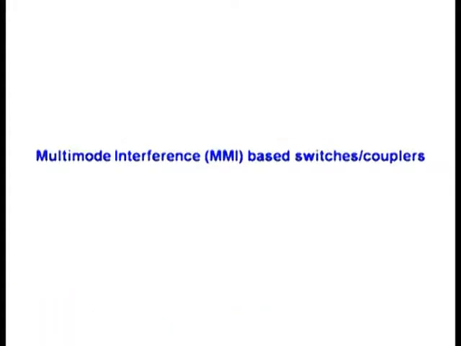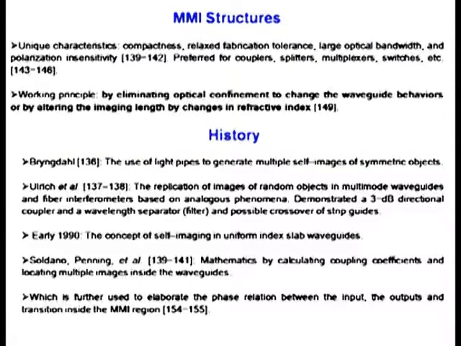Popularly used by researchers and scientists to come up with all optical switching or coupling designs. The other one is multi-mode interference based optical switches and couplers. These structures have unique properties. They are very compact in nature, with relaxed fabrication tolerance, large optical bandwidth, and are polarization insensitive. They have been preferred to design couplers, splitters, multiplexers, switches, and their working principle is by eliminating optical confinement to change the waveguide behavior, or by altering the imaging length by changing the refractive index.